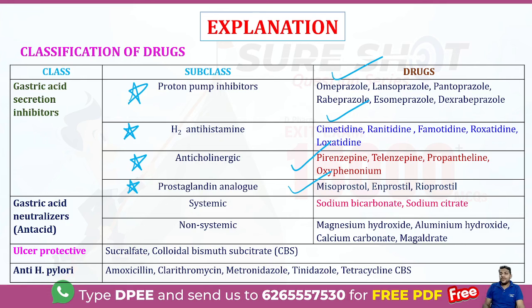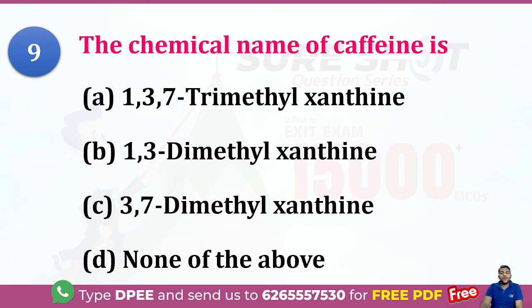There have been questions in previous examinations, and this table is very important. You just have to remember it, and keep this table on your tips. Got it? So we have basically two types of antacid, systemic and non-systemic. Systemic: sodium bicarbonate, citrate. Non-systemic: magnesium hydroxide, aluminum hydroxide. Ulcer protective: sucralfate and colloidal bismuth subcitrate, that is your ulcer protective agent. Next you have the anti-H. pylori agents: antibiotics like amoxicillin, that is penicillin, clarithromycin, metronidazole, that is a nitroimidazole class, tinidazole, that is also anti-amoebiasis, tetracycline, and your CBS.